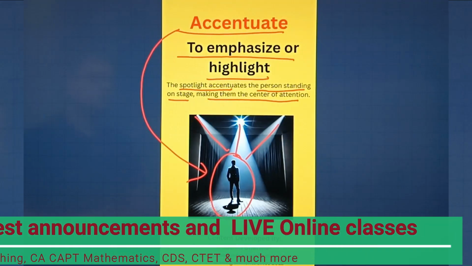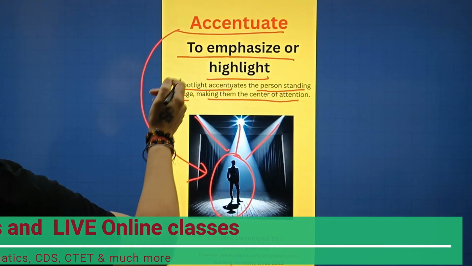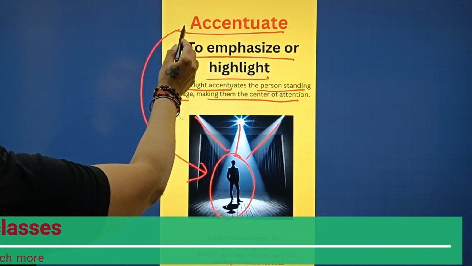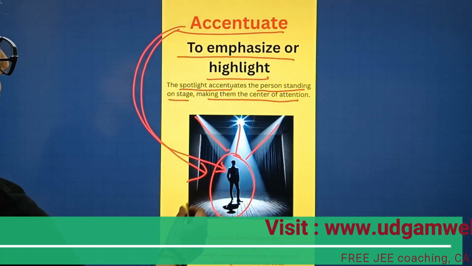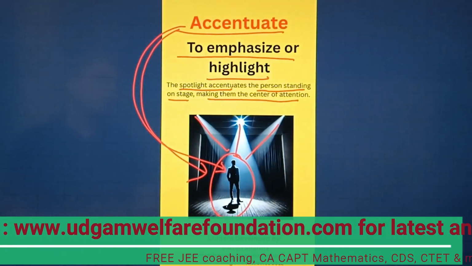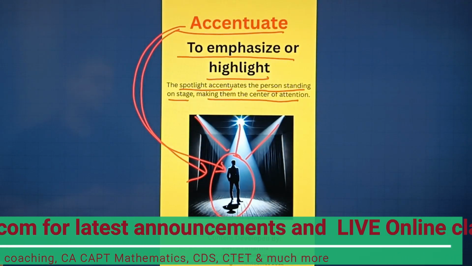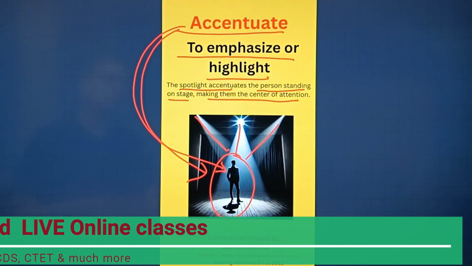Very simple. So how can you memorize this? You can simply link the word accentuate to this particular picture, where a person got highlighted with the help of some lights. So let's move towards the next word.